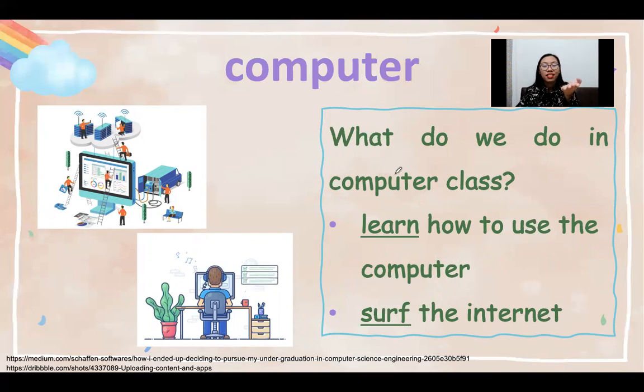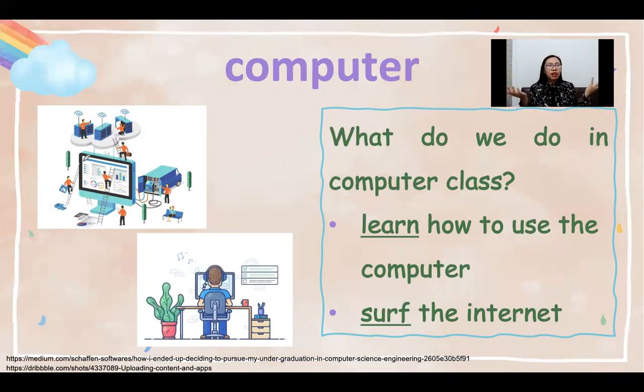Computer. What is computer? Aside from any computer class, what do we do in computer class? We learn how to use the computer, and also we surf the internet. Again, what do we do in computer class? Learn how to use the computer and surf the internet.